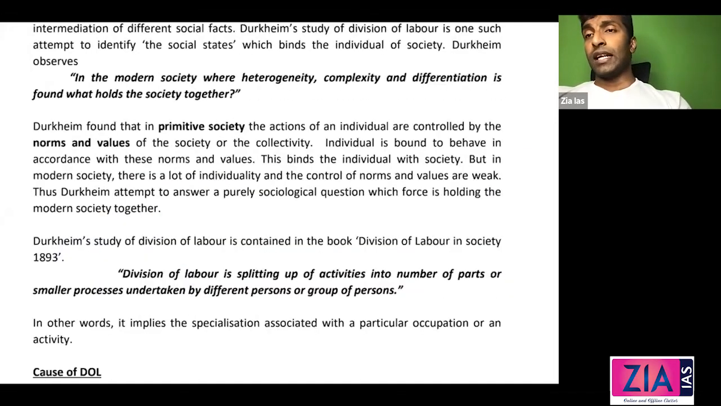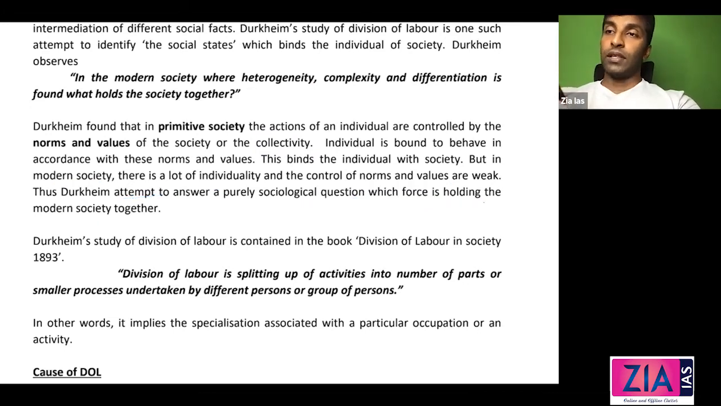Durkheim found that in primitive society, the actions of an individual are controlled by the norms and values of the collectivity. Guys, collectivity means society only. You will see these words in Durkheim. Individual is bound to behave in accordance with these norms and values. This binds the individual with society. But in modern society, there is a lot of individuality and the control of norms and values is weak. Thus, Durkheim attempts to answer a purely sociological question: which force is holding modern society together?